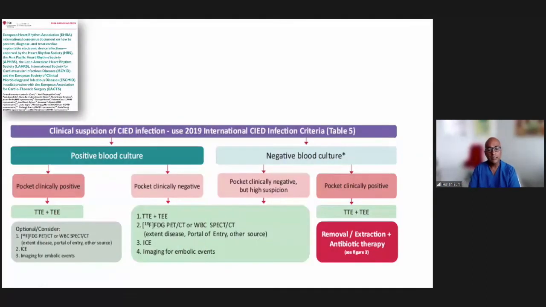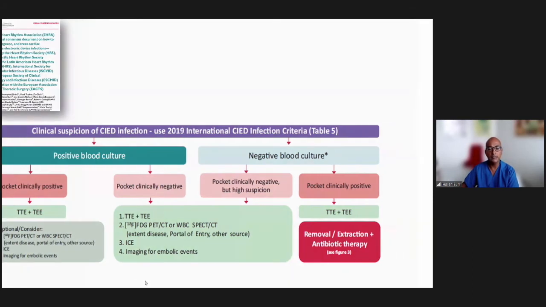So based on the consensus document, there are several tests you have to run, of course: blood cultures, which may be positive or negative, clinical evaluation, and also echocardiography, notably transesophageal echocardiography to look out for vegetations. And also, as I just mentioned, PET-CT, which is becoming quite interesting and useful for diagnosing infection, especially off the box. It's somewhat less accurate for the leads.